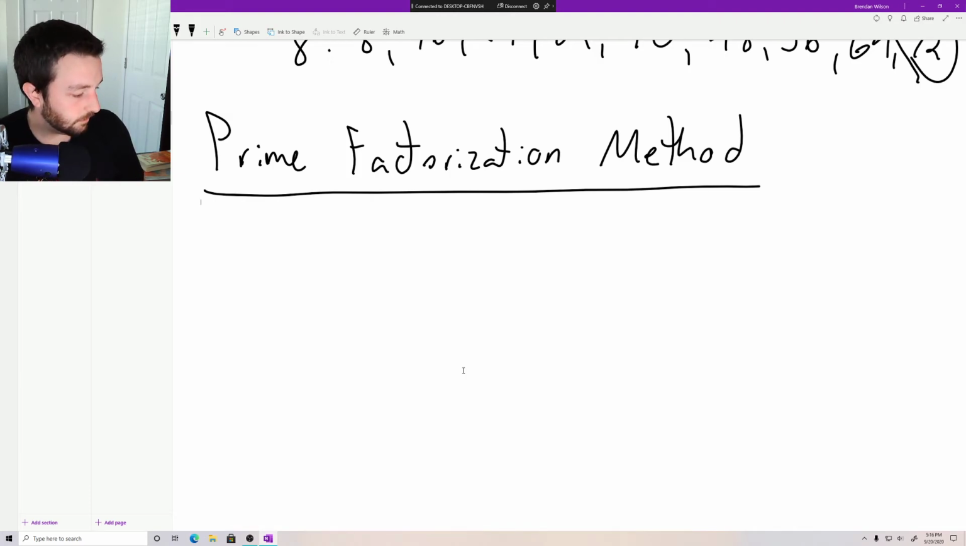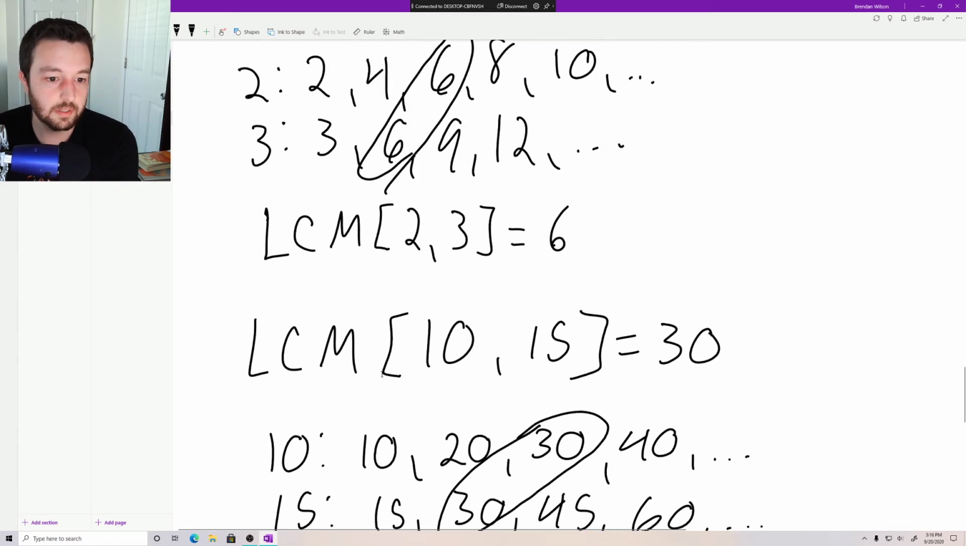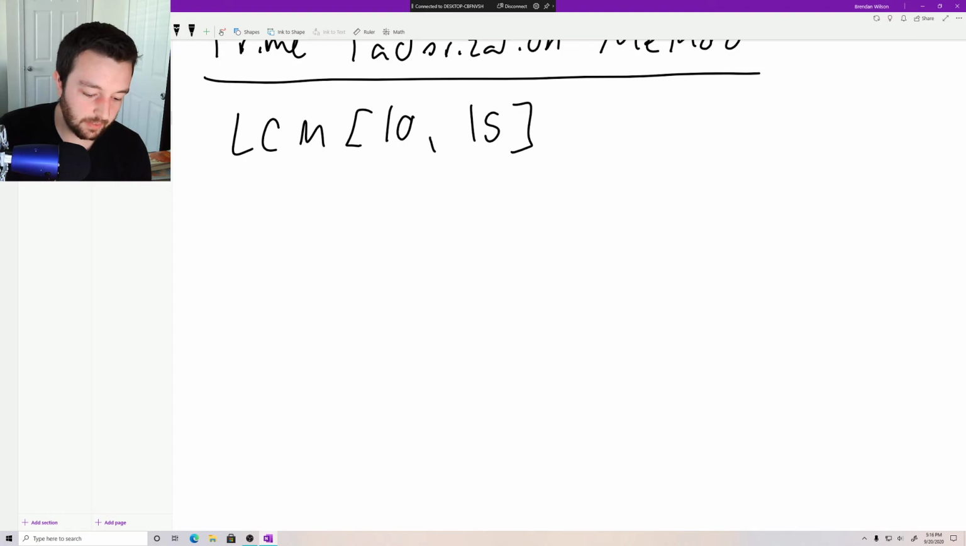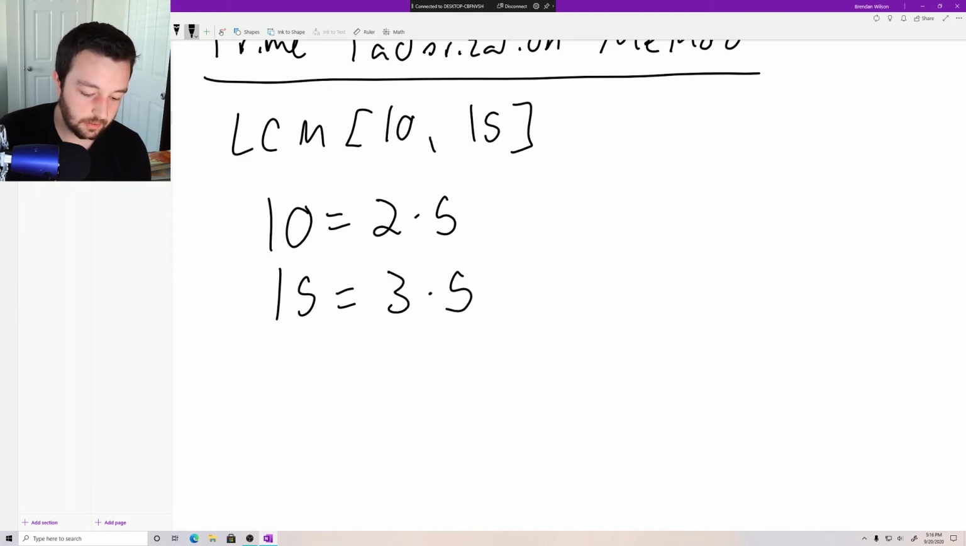For the prime factorization method, we take the prime factorizations of both numbers. Let's take 10 and 15, for example. First we write the prime factorizations of the numbers. These are relatively small numbers, and they only really have one choice. So for their least common multiple, what we do is we look at what they have in common.